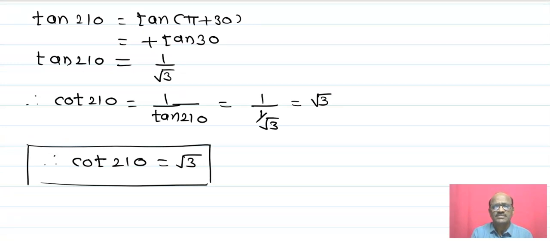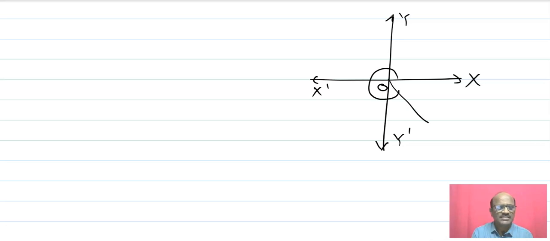Now next, you should always remember that I express all the angles in this fashion: an integral multiple of pi plus theta. Whenever there is an integral multiple of pi plus theta, the function remains as it is. This you have to remember. And it gets the sign of the quadrant in which the parent trigonometric function lies.